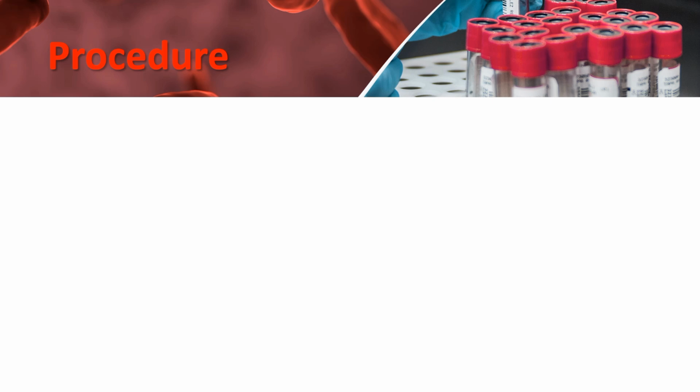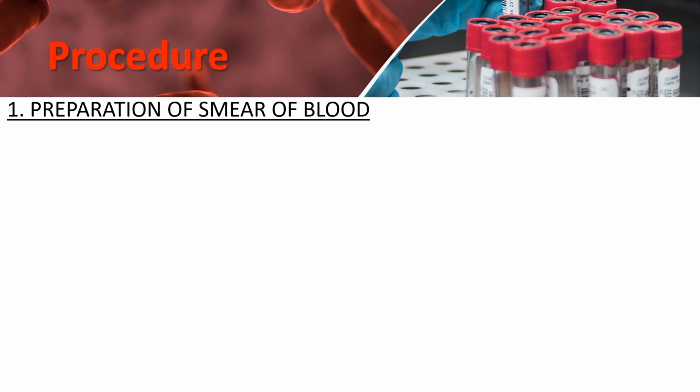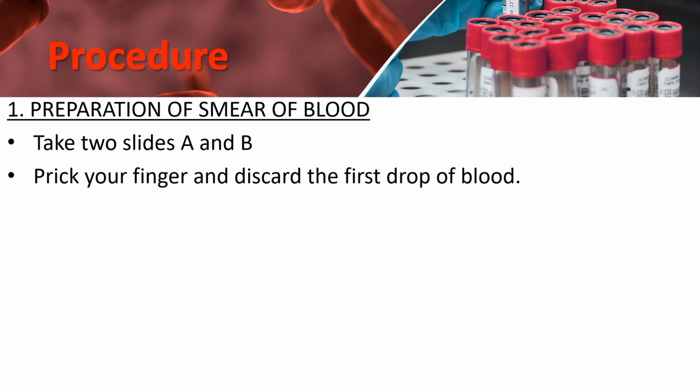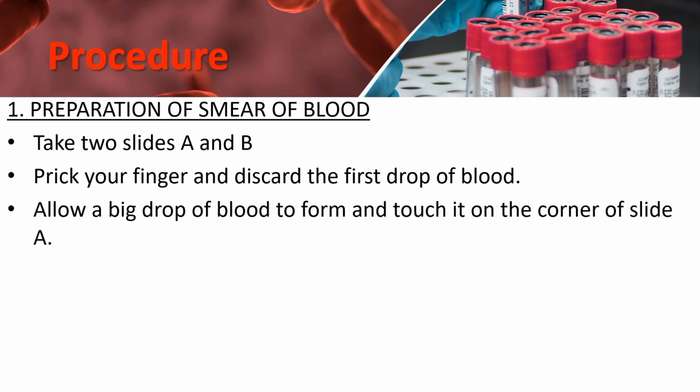What is the procedure of this practical? The procedure of this practical consists of 3 steps. First step is preparation of smear of blood. Take 2 slides A and B. Both of these slides should be totally cleaned from dust particles. Then prick your finger and discard the first drop of blood. Then allow a big drop of blood to form and touch it on the corner of slide A.